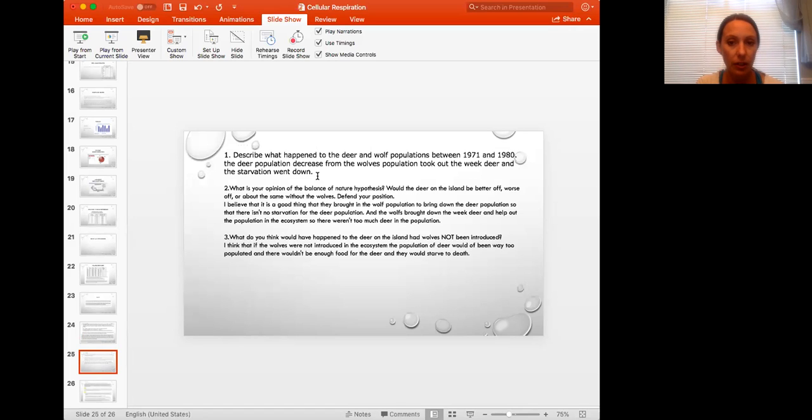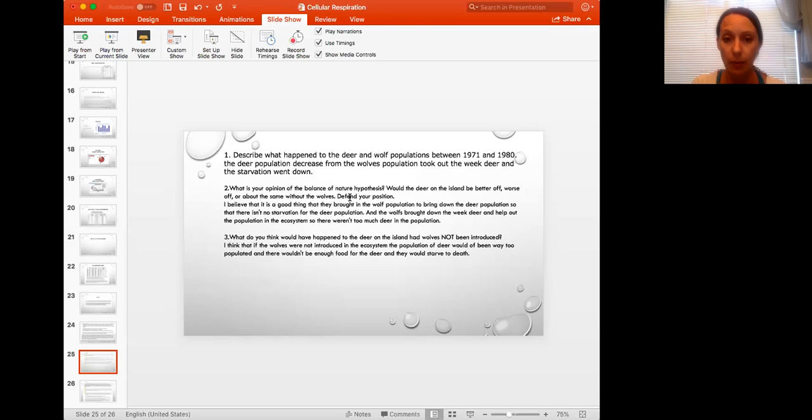Here's another example. The student wrote, the deer population decreased from the wolf's population. It took out the weak deer and the starvation went down. What is your opinion? The balance of nature, sorry, these are out of order. What do you think would have happened to the deer on the island if the wolves had not been introduced? I think if the wolves were not introduced in the ecosystem, the population of deer would have been way too populated and there wouldn't be enough food for the deer and they could starve.